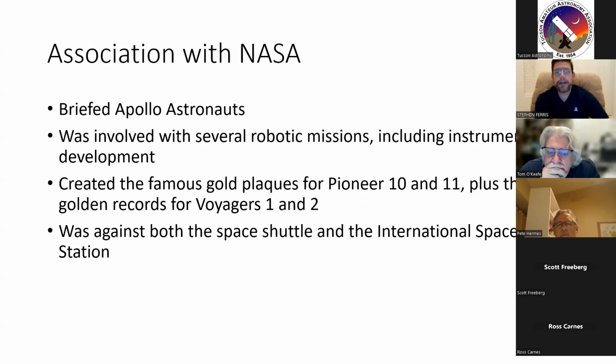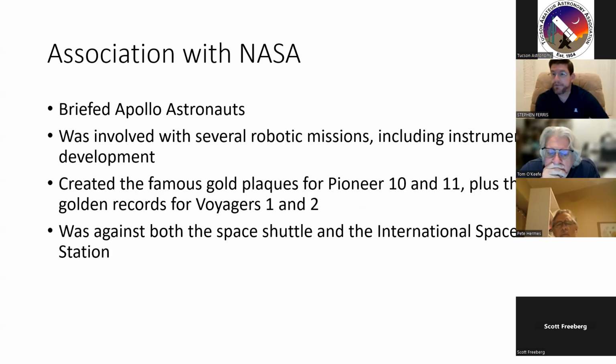He was associated with NASA throughout his career. He was someone who was called in to brief Apollo astronauts. Remember that he was fairly young at that point. He only got his PhD in 1960, and that was the late 60s when things were going on. He was involved with a number of planetary missions, including instrument development and experiments that were built on them.